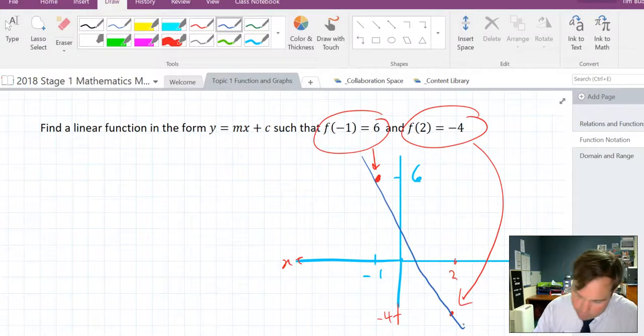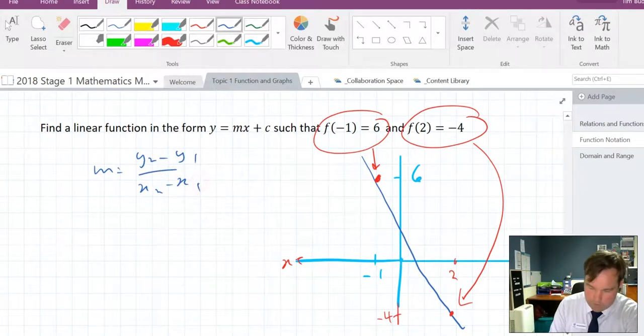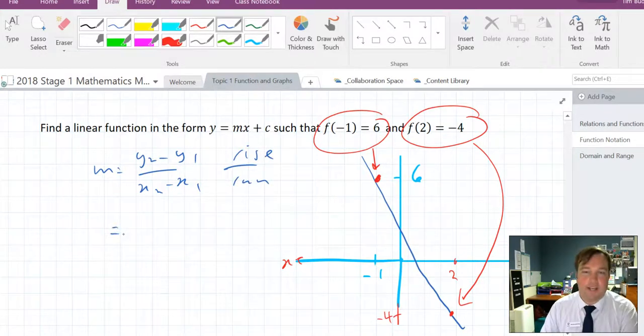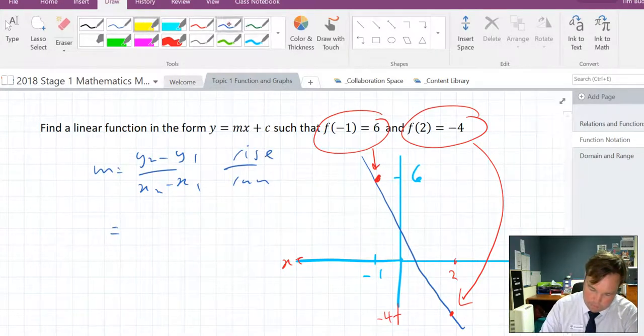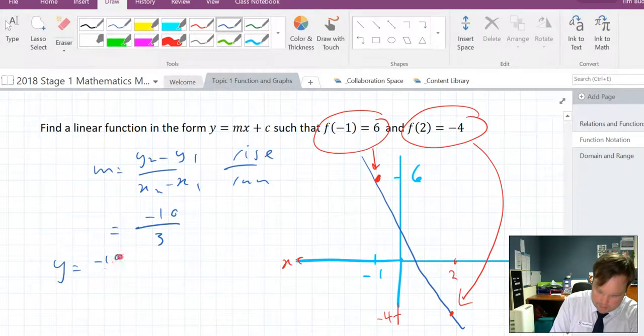We'll do it just for our own amusement. First of all, with these ones, you find m, which remember is y2 take y1 over x2 take x1, or think about it as rise over run. In our case here, the rise is from 6 to minus 4. The rise is negative 10. Over the run is going to be from minus 1 to 2 is 3. The slope is minus 10 on 3. So far we have y equals minus 10 on 3 x plus c.